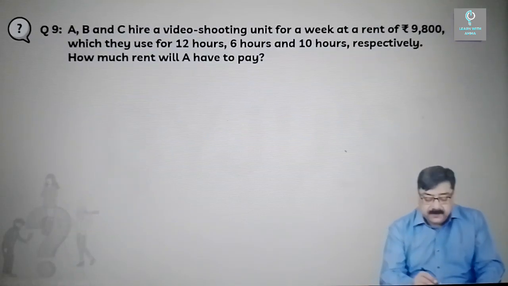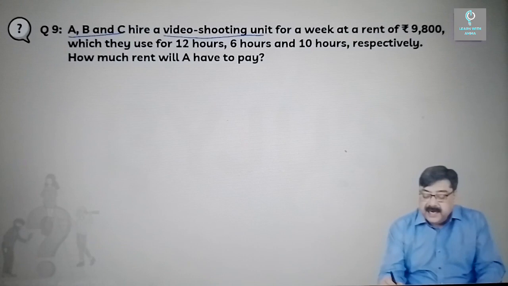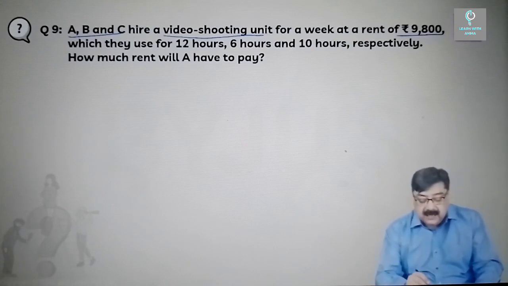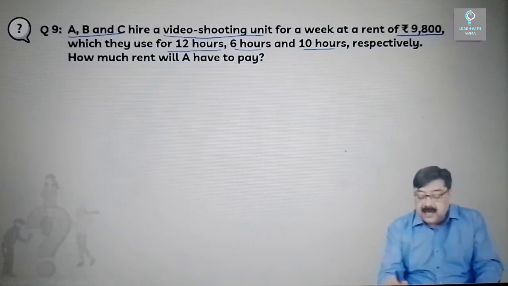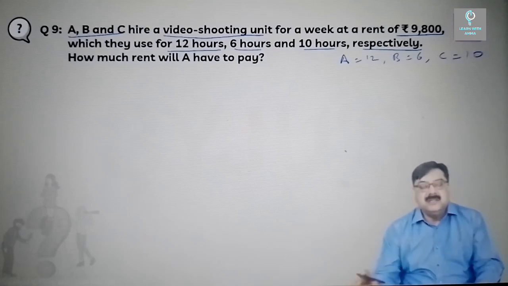Look at the next question. A, B and C hire a video shooting unit for a week at a rent of 9,800, which they use for 12 hours, 6 hours and 10 hours respectively. So A, 12 hours, B, 6 hours and C, 10 hours. That is what is given to us.